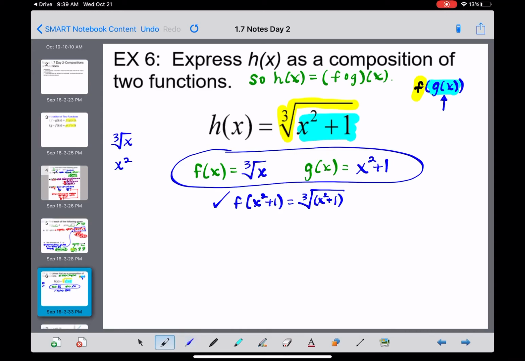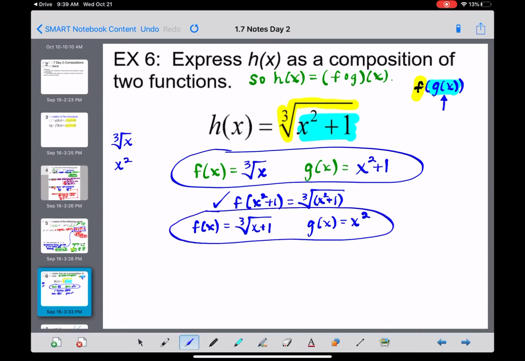Maybe you were thinking of a different one. So maybe you were thinking that f of x could have been the cubed root of x plus 1, and g of x could have just been x squared. And if you would have taken g of x and subbed it in for your x, you would have gotten this answer, and that would have been okay. There's going to be more than one answer that's correct.